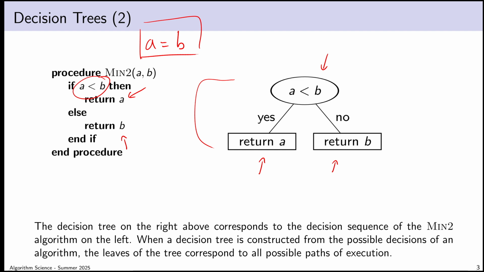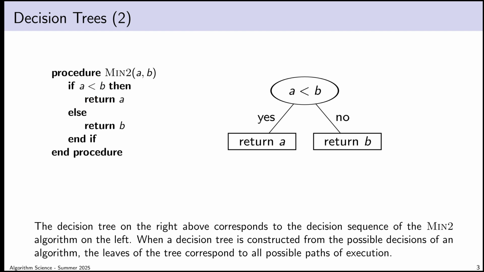I don't talk too much about the case where various things are equal in these discussions of minimum algorithms, but that's because in the event that there are two elements tied to be the minimum, either of them is viable as the minimum. And so the leaves of the decision tree correspond to the overall outcome of my decision process.